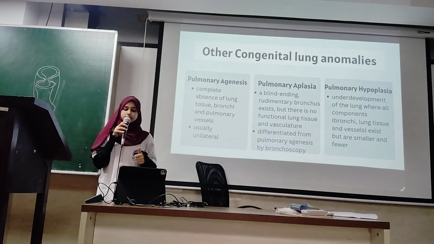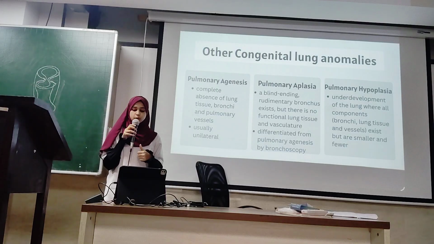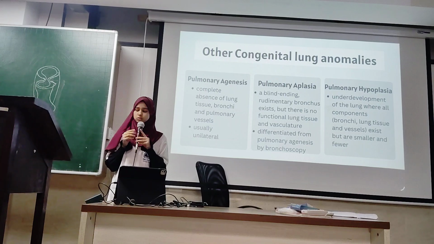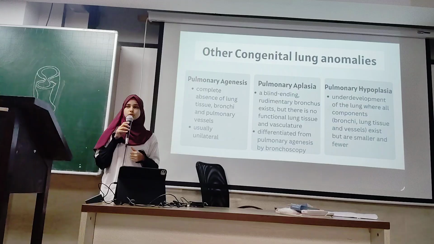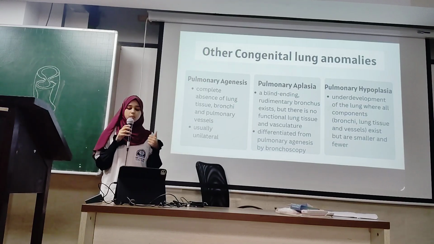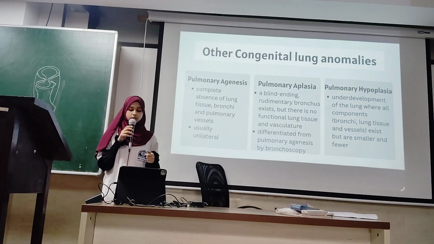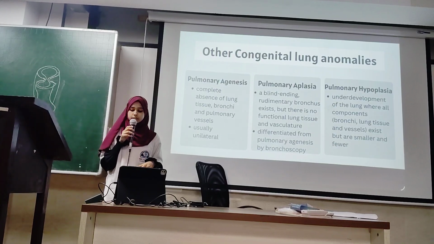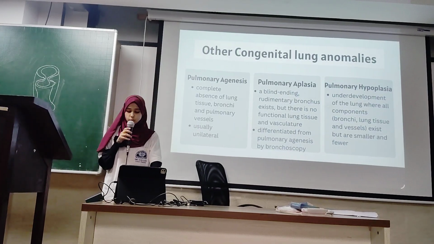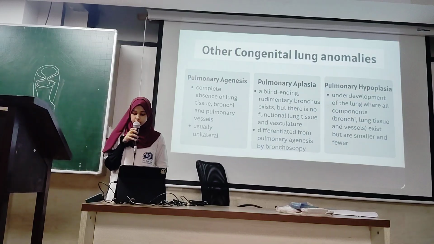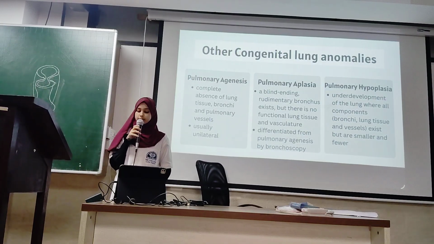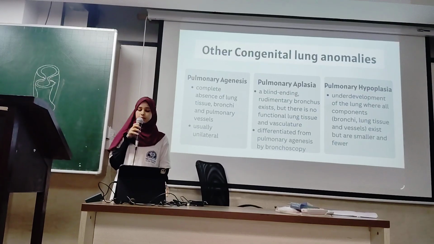The other congenital lung anomalies like pulmonary agenesis, pulmonary aplasia, and pulmonary hypoplasia are there. Pulmonary agenesis is the complete absence of lung tissue, bronchi and pulmonary vessels. It is usually unilateral. In pulmonary aplasia, there is a blind-ending rudimentary bronchus, and no functional lung tissue and vasculature. It is differentiated from pulmonary agenesis based on bronchoscopy. Pulmonary hypoplasia is underdevelopment of lung tissue, bronchi and vessels. They exist, but they are smaller and fewer in number than normal.